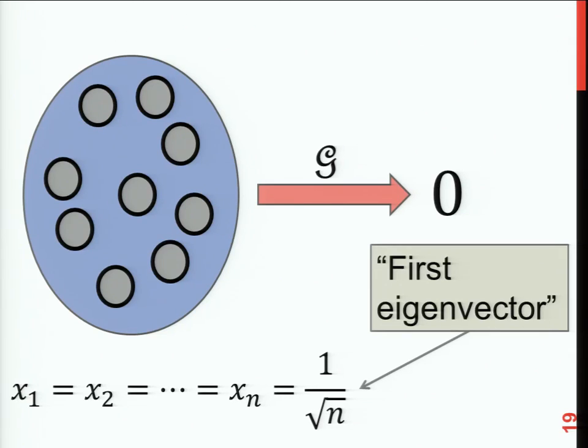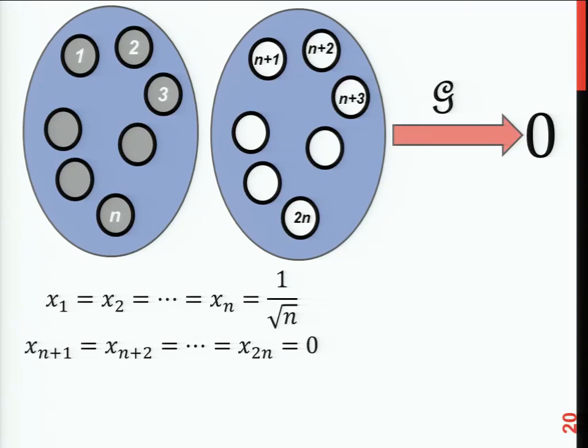If you are not familiar with linear algebra, you don't have to wonder about what the meaning of first eigenvector is. In this context, first eigenvector just means a collection, a vector x1 through xn, which makes the value of g equal to 0. One thing is that there may be many different first eigenvectors. So the first eigenvector is not unique.